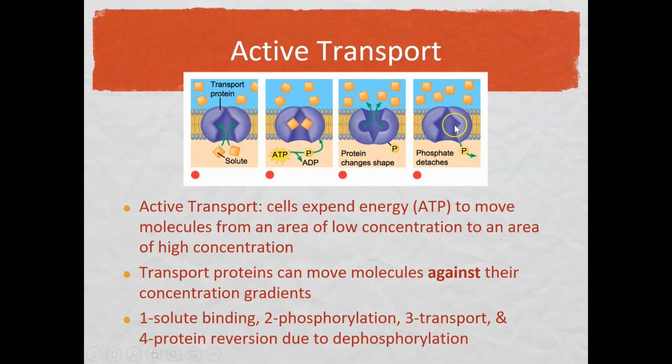That changing of that bonding site forces the solute back out, and once that solute is released, that causes the protein to change shape again and force the phosphate back off. So it's solute bonding, phosphorylating the protein, actually changing the protein shape, causing the transport to actually occur, and then the protein will reverse its configuration, reverse its shape, dephosphorylate, and then the cycle can start over.